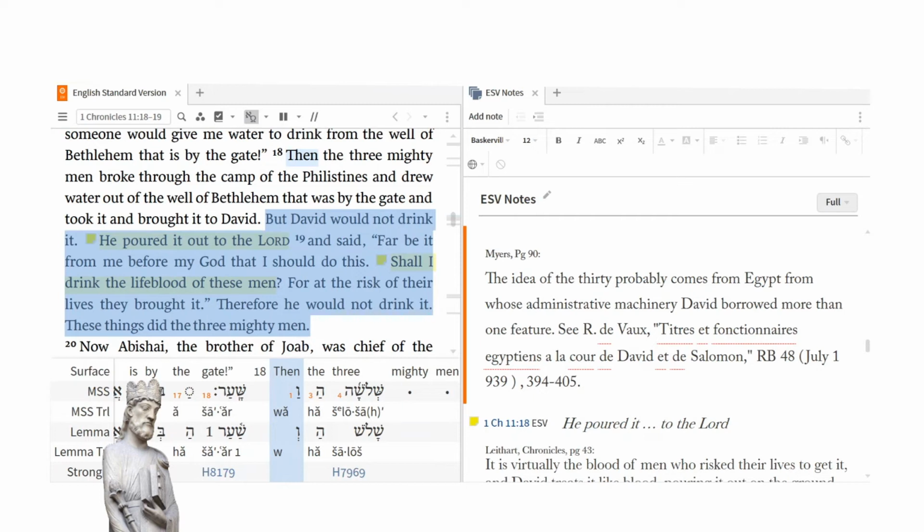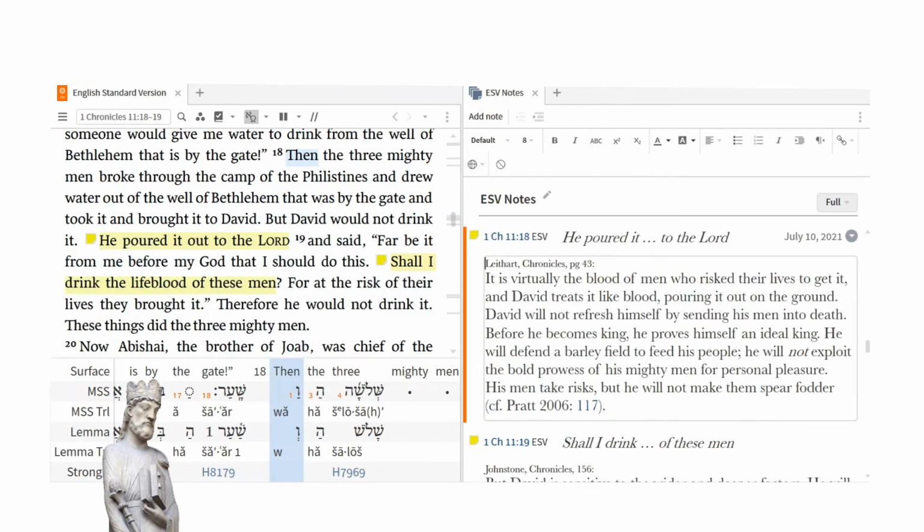Now, I always thought that the story was kind of odd, but Lightheart notes here that the water was virtually the blood of the men who risked their lives to get it, and David treats it like blood, pouring it on the ground. David will not refresh himself by sending his men to death. Before he becomes king, he proves himself an ideal king. He will defend a barley field to feed his people. He will not exploit the bold prowess of his mighty men for personal pleasure. His men take risks, but he will not make them spear fodder.